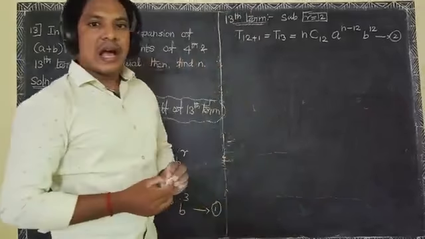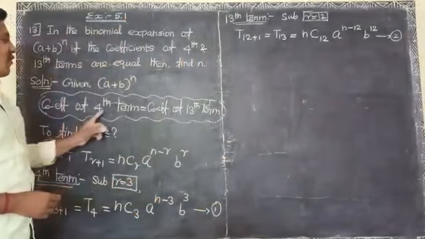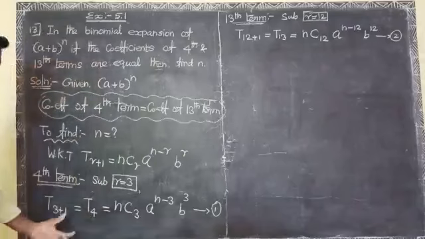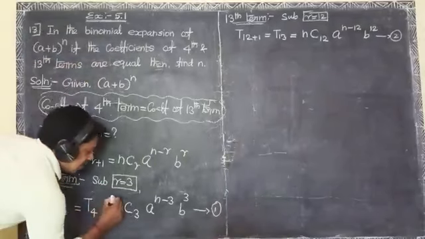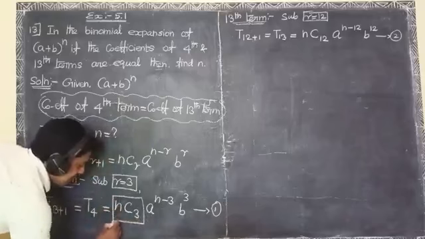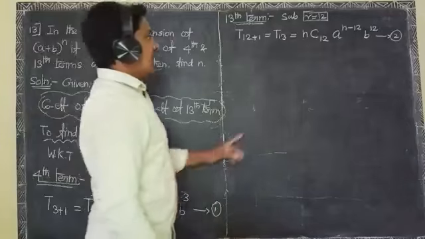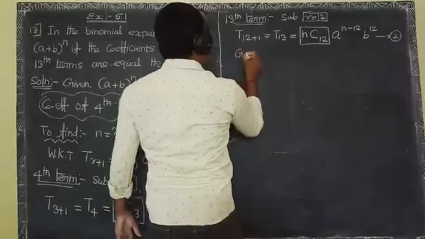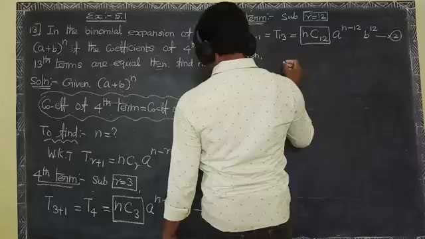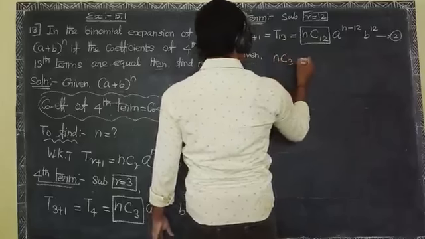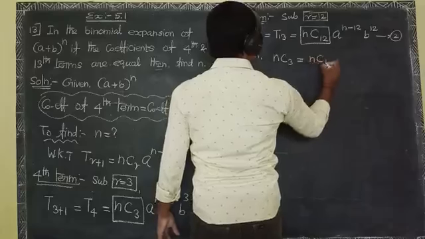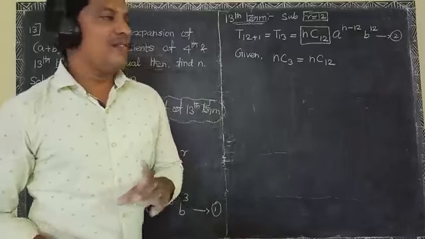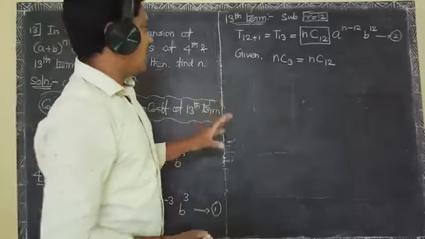Here, given the coefficient of the fourth term is equal to the coefficient of the 13th term. Coefficient means this part: nC3 is the fourth term coefficient, and this is the 13th term coefficient. Given both are equal, nC3 equals nC12. Here, to find the value of n.